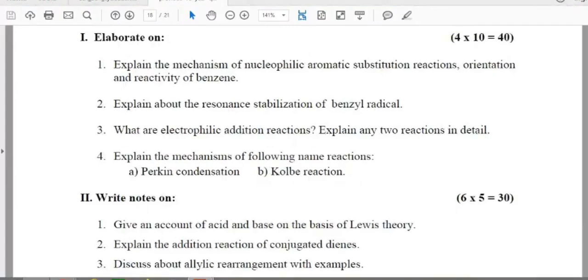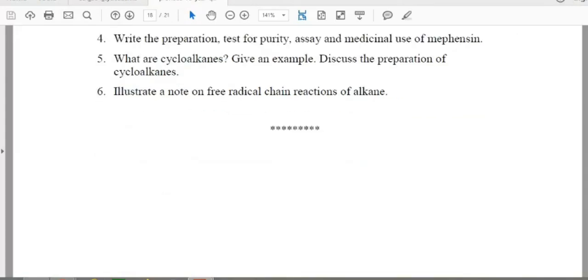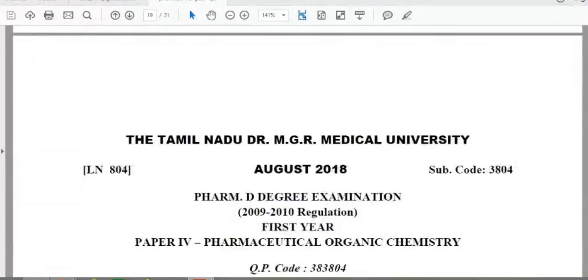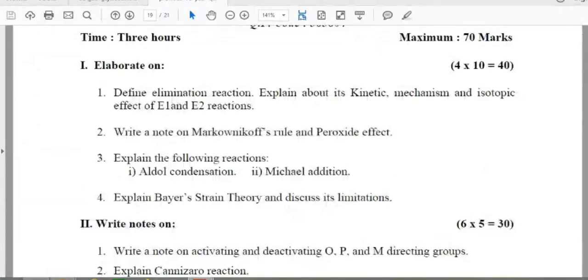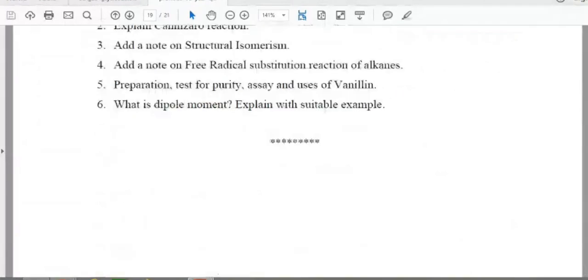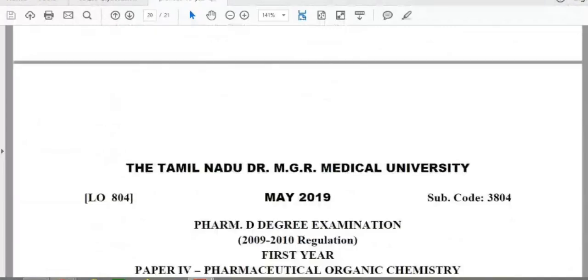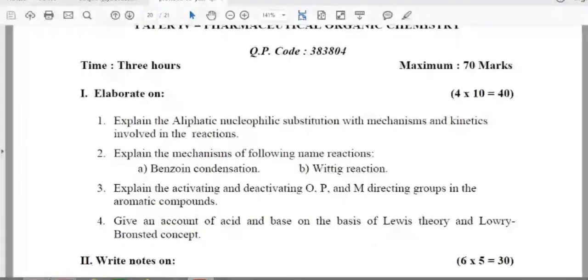Please go through the previous questions. If you're able to answer these questions, definitely you'll get good marks in the organic chemistry examination. Markovnikov's rule and peroxide effect. E1 and E2 reactions, SN1 and SN2 reactions, Baeyer strain theory. Our mid examination questions are like that only. I'll prepare the questions from these previous question papers only. Please go through the question papers.